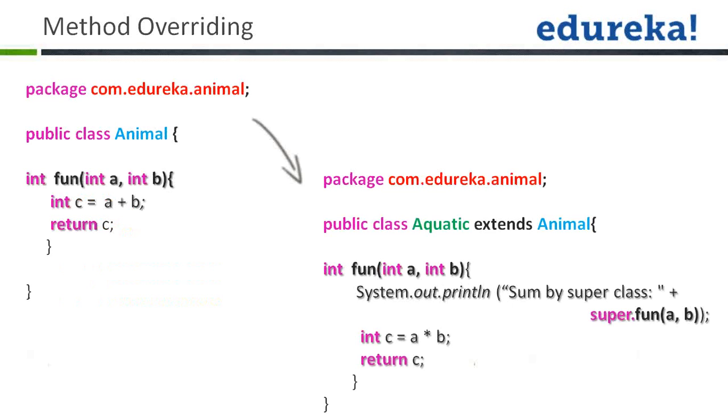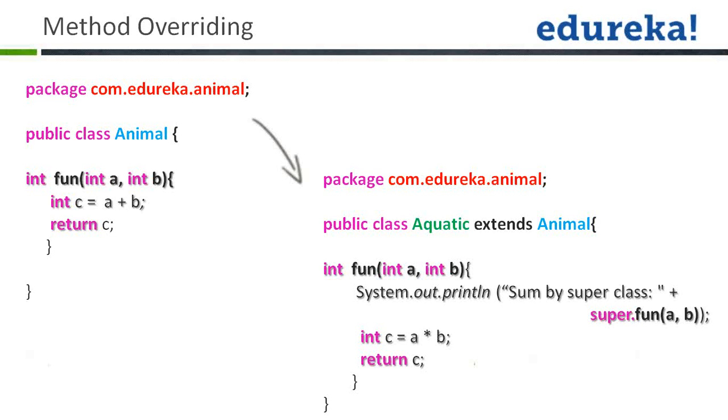Now this happens only in inheritance. When a child class is inheriting a parent class, in that case only you can override something, but you cannot do it in the same class. Method overloading can be achieved in the same class as well, but not method overriding. For that we have class animal, function integer a, integer b, integer c equals a plus b, return c. Okay, it is returning the sum of two values.